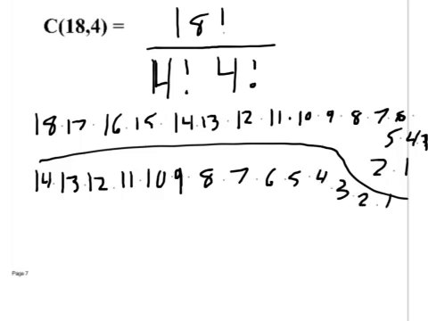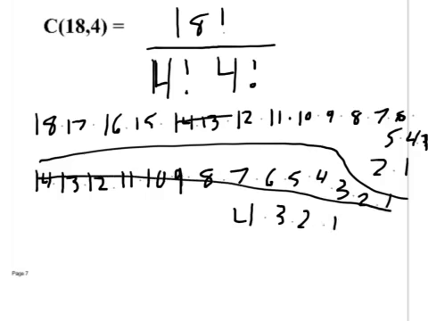And then 4 factorial, so 4 times 3 times 2 times 1. So 14 through 1 is canceled out. We're left with 18 times 17 times 16 times 15.